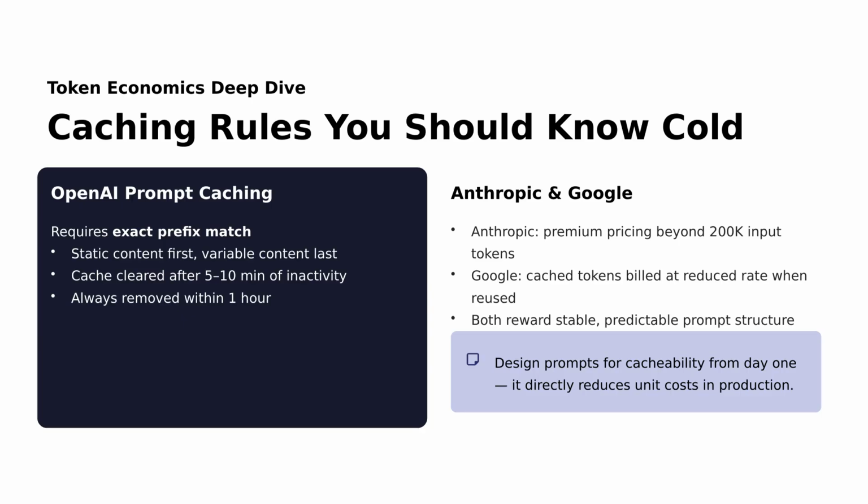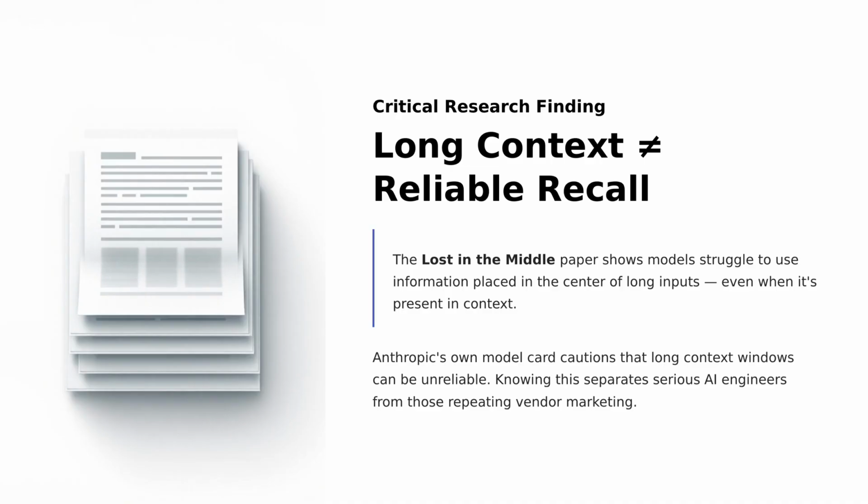Here's the key idea on token economics. Caching only helps if your prompts are structured for it. With OpenAI, you need an exact prefix match, so put static instructions first and variable content last. Their cache usually clears after 5 to 10 minutes of inactivity, and always within an hour. Anthropic and Google also reward stable prompt structure. Anthropic has premium pricing past 200K input tokens, and Google discounts reused cached tokens. Designing for cacheability lowers production cost fast.